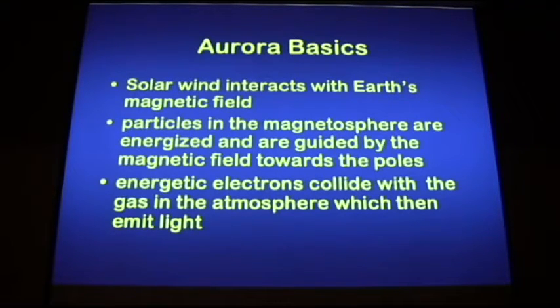In the polar regions, these energetic electrons collide with the gas that's there, with the air that we have around the Earth, and in that process emit light. So the aurora comes about because the sun transmits energy to the magnetic field of the Earth, and the magnetic field of the Earth gets rid of that energy by shooting particles into the atmosphere, which then make light.